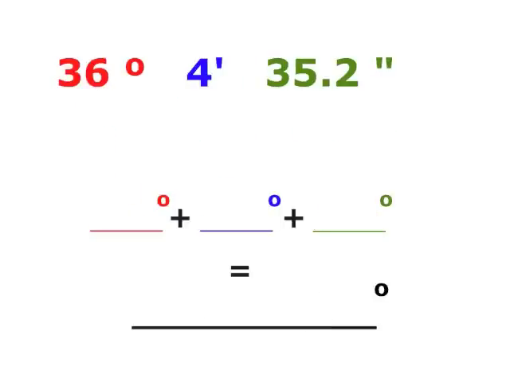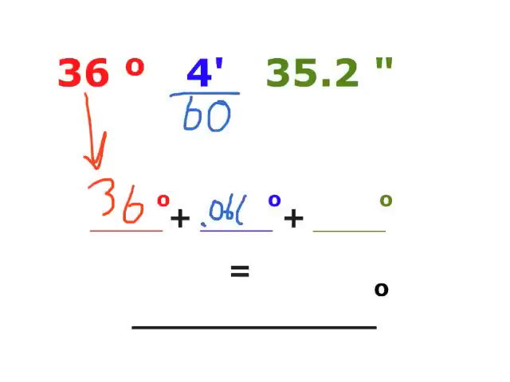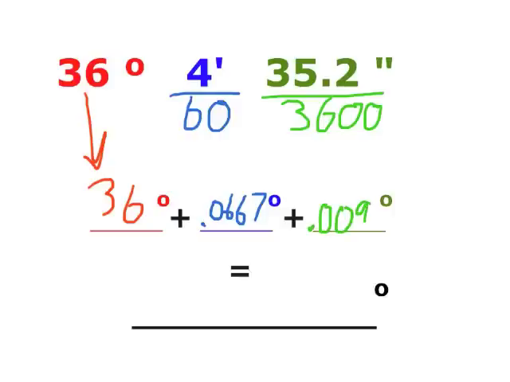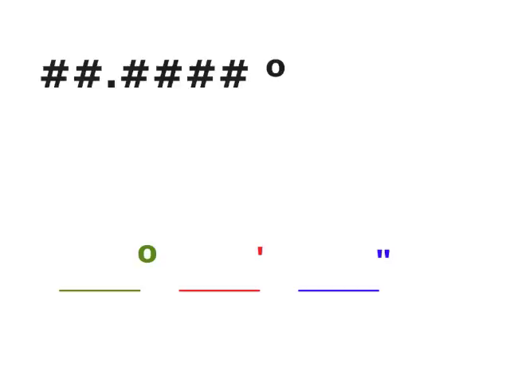Let's look at one more example. 36 degrees, 4 minutes, and 35.2 seconds is the approximate latitude of Fayetteville, Arkansas. The 36 degrees remains unchanged. The 4 minutes is divided by 60, giving us 0.0667 degrees. And the 35.2 seconds are divided by 3,600, giving us 0.0098 degrees. Adding these three parts together, we get 36.0765 degrees.